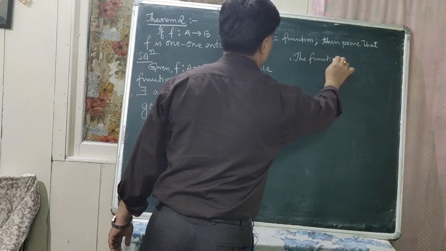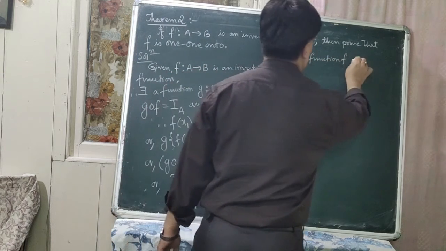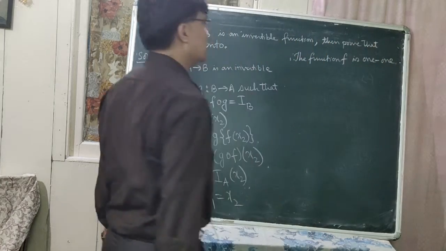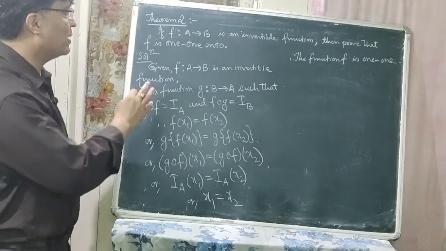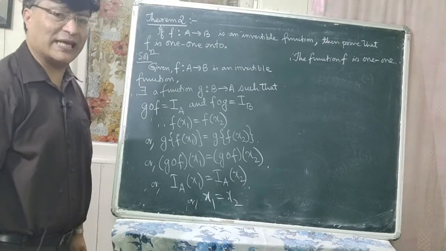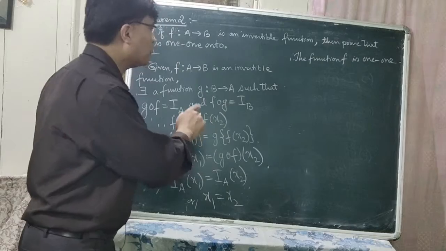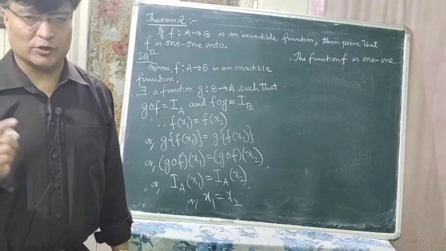Therefore the function f is 1-1. So we have proved that the function f is 1-1. Okay, now we have to prove that f is an onto function.